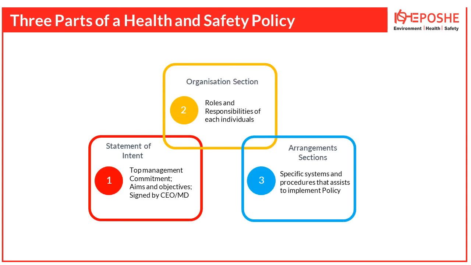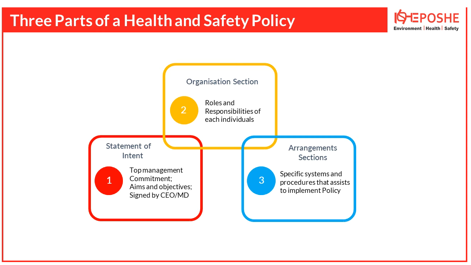Three sections of a health and safety policy. Statement of intent. The statement of intent, often incorrectly called the health and safety policy, will have aims, which are not measurable, and objectives, which are measurable, of the organization.